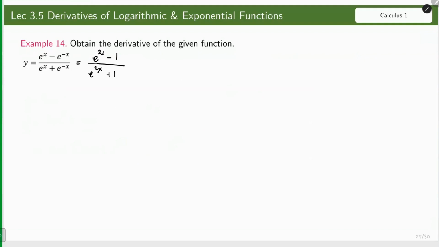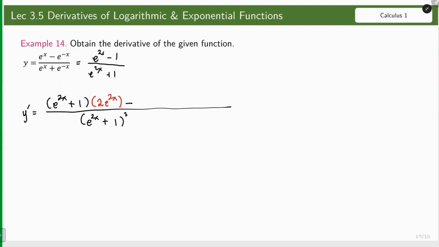So we will have the derivative. y prime is equal to, we have a quotient. On the denominator, we have e raised to 2x plus 1 quantity squared. And then on the numerator, we have v du. This is the v, the denominator. And then the du is the derivative of the numerator. We have 2e raised to 2x. And then minus, it's a quotient rule, minus u and then dv. The dv is the derivative of the denominator.